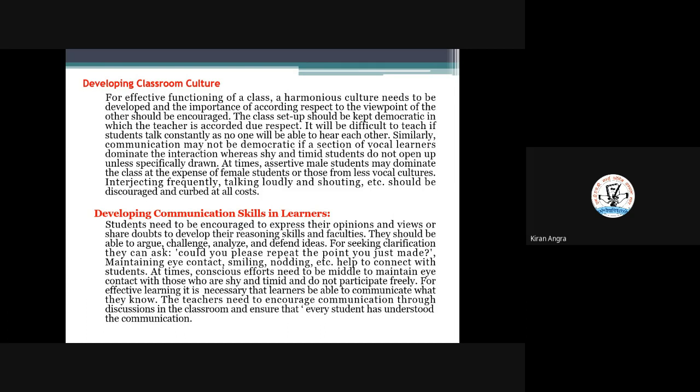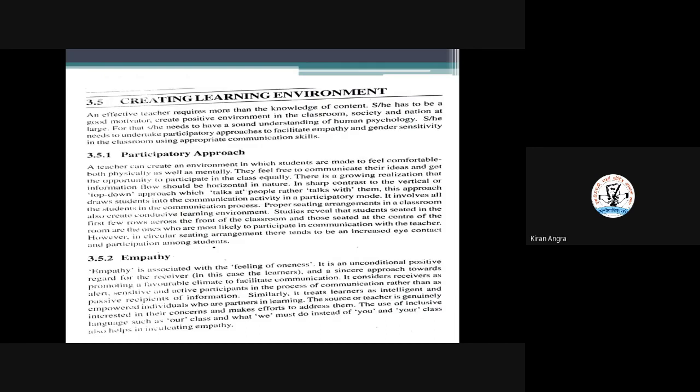Now, once you have planned the communication, you have thought about it, but then comes a question: how do you create a learning environment? I'm taking up the literature from your book so that you can connect with me and your literature. So somewhere you are looking at the numbers too. So how do you create a learning environment?